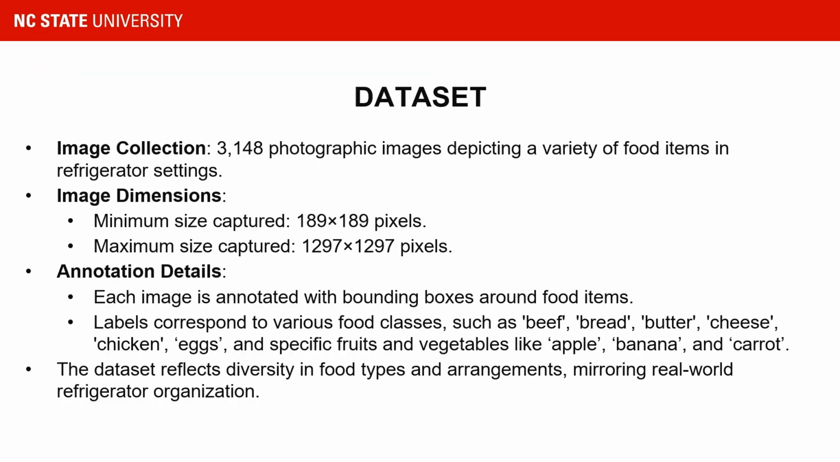Our dataset consisted of 3,148 images of food items within refrigerators. The smallest image was 189 by 189 pixels and the largest 1,297 by 1,297 pixels. Each image was annotated with bounding boxes and food labels. There were 30 classes consisting of common items such as beef, bread, butter, and cheese. There were 107 instances of each food class throughout the entire dataset.